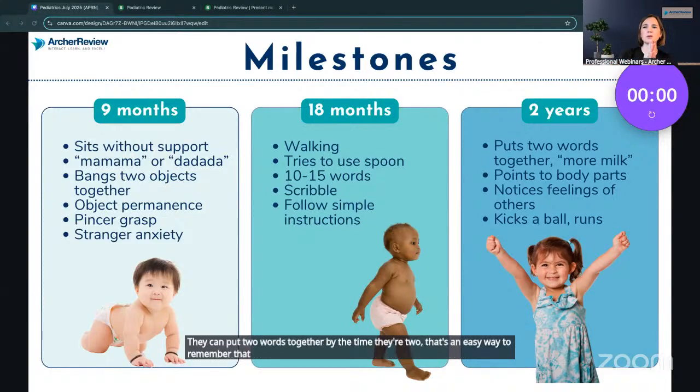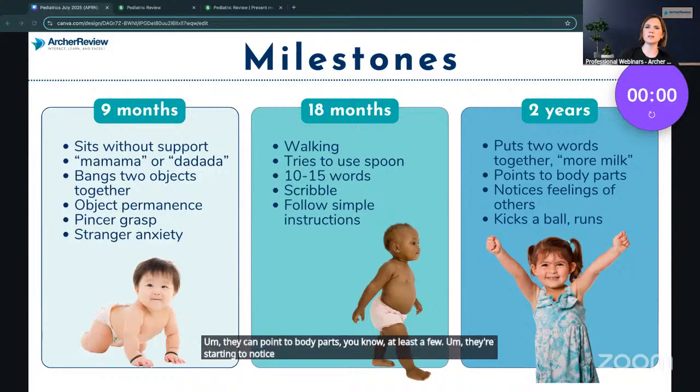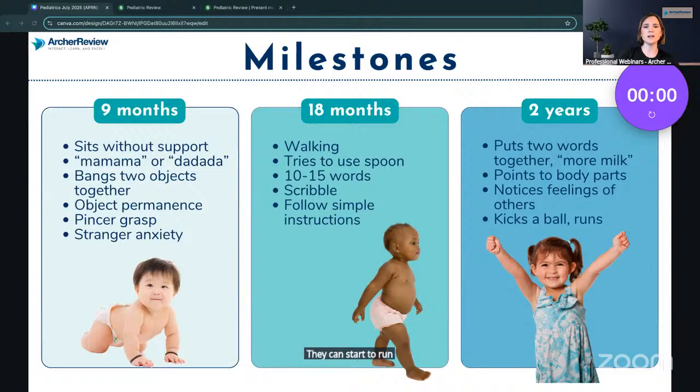They should be starting to put short phrases together. They can point to body parts, at least a few. They're starting to notice when other kids are feeling sad or happy or other feelings are showing. They can start to run and kick balls at this age.